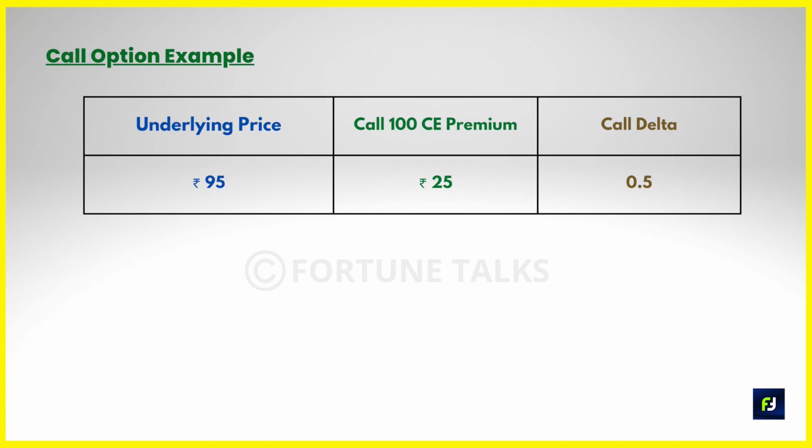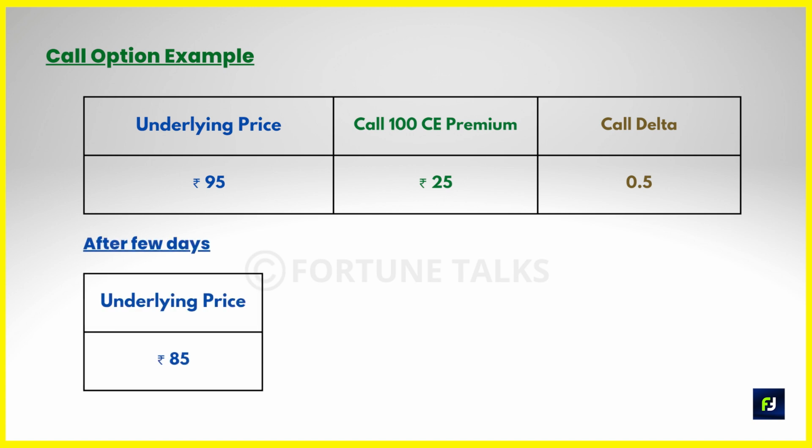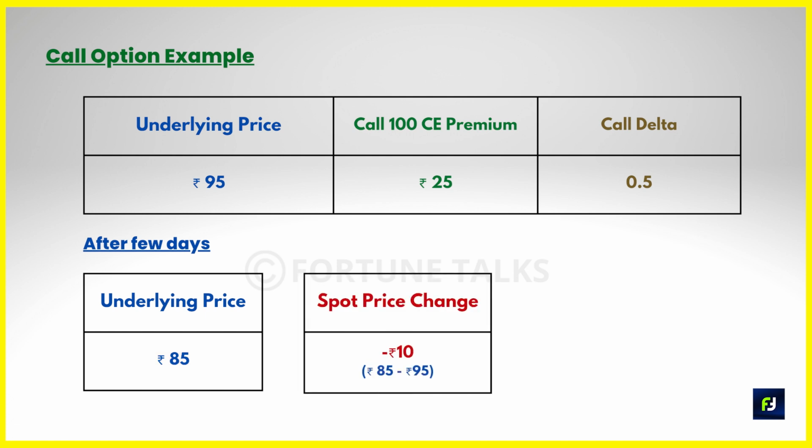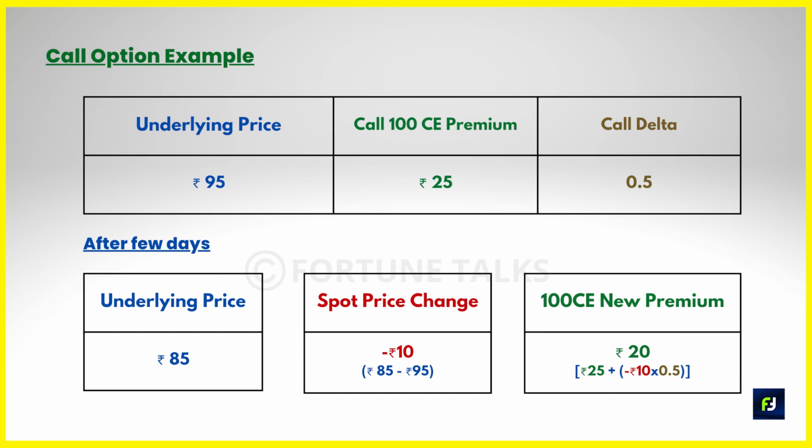On the other hand, what if a few days down the line, the price of the underlying dropped to 85 rupees? In such a scenario, given that the price of the underlying has fallen by 10 rupees and assuming all else to be constant, the value of the call option will go down by 5 rupees. That is, the premium of the call option will now be worth 20 rupees.